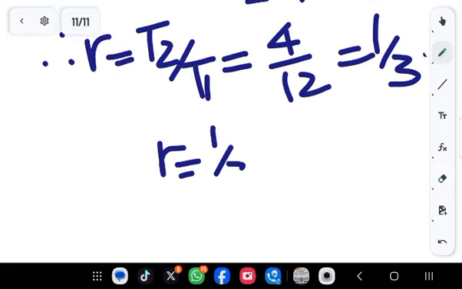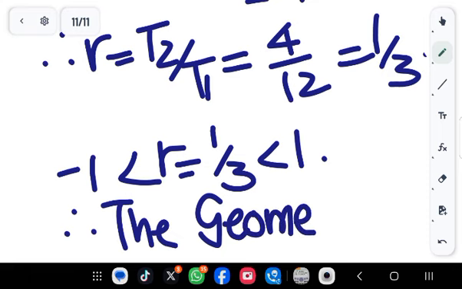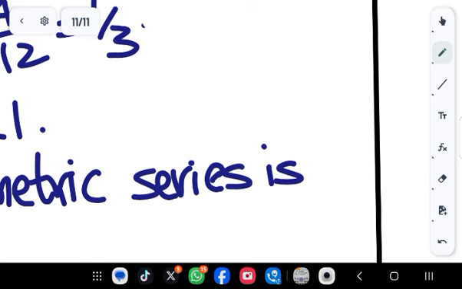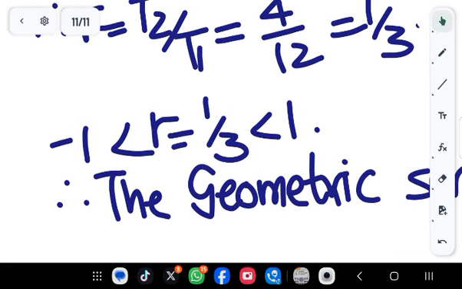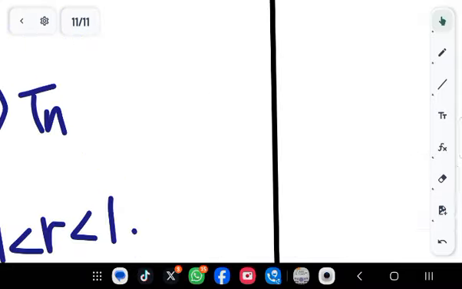r equals 1 over 3, which is between 1 and negative 1. Therefore, the geometric series is convergent, and that's how you test for convergence. Easy peasy. Next, 3.2.